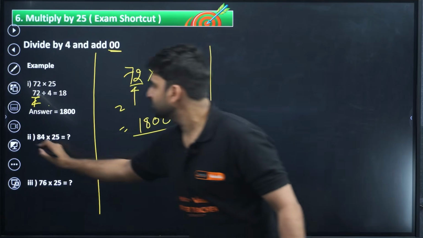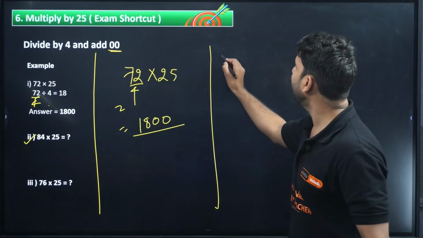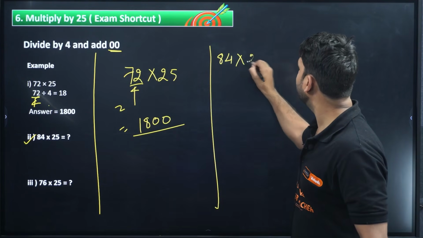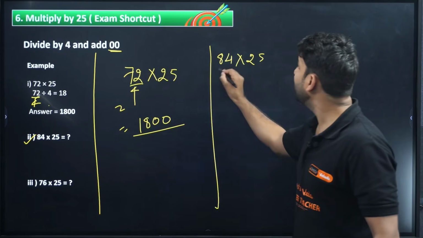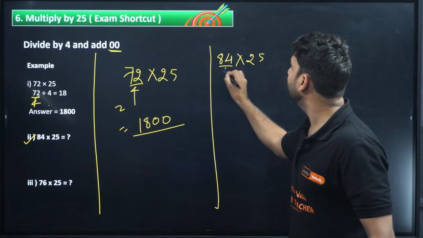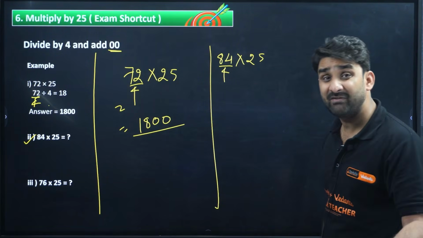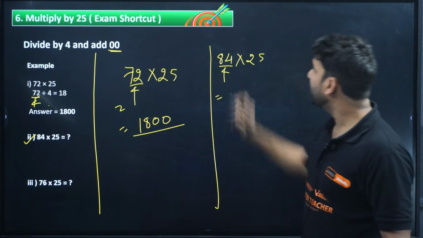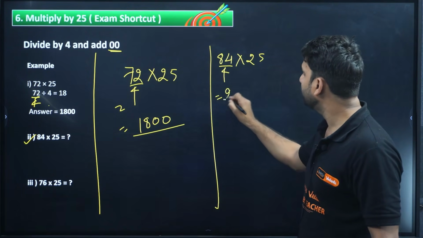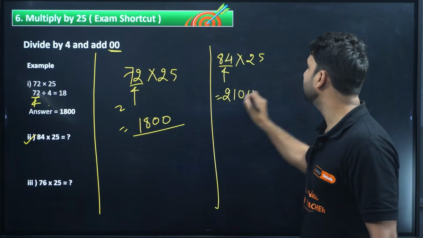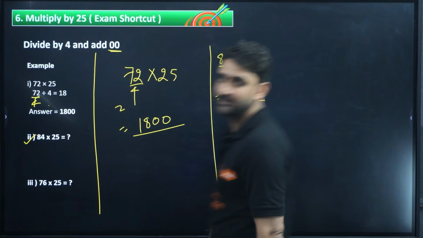Okay, look at the second question, my dear. 84 into 25. So what you need to do? Divide this 84 by 4. Yes, we can easily divide this number. If we divide, 21 would be there, and put 00. This is your answer. Trust me, this is your answer.